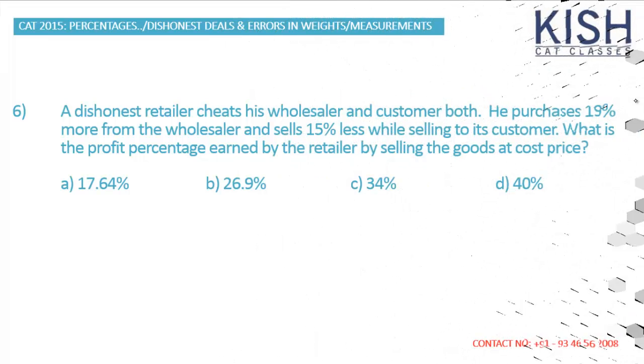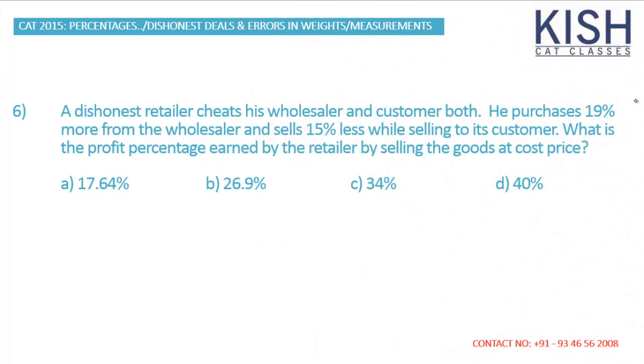Let's solve the final question. A dishonest retailer cheats his wholesaler and customer both. He purchases 19% more from the wholesaler and sells 15% less while selling to his customer. What is the profit percentage earned by the retailer by selling the goods at cost price?